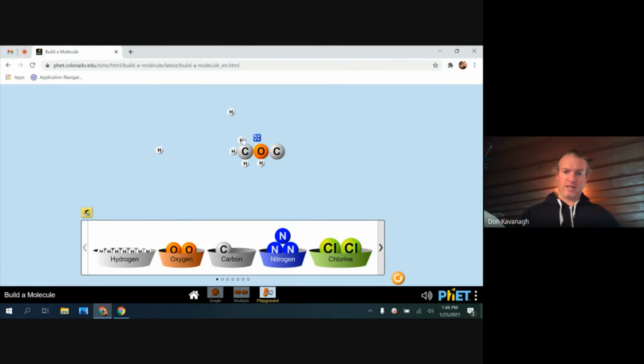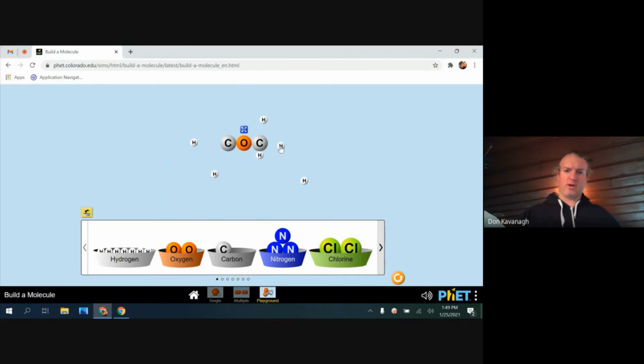That carbon's not taking another bond. Let's see if it'll take a bond there. No. So we cannot build a molecule that contains 6 hydrogens, 2 carbons, and an oxygen with an oxygen in the center right here. Let's bust this apart and try this again. I was very surprised to see the thing take a third bond.